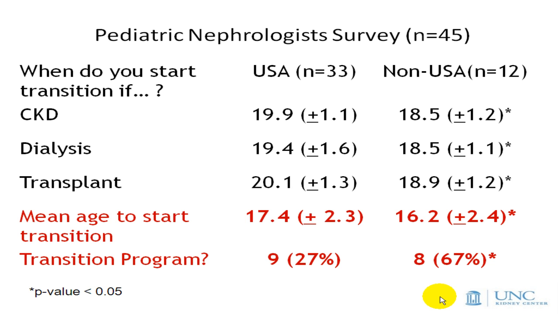If you look at the literature, transition should really start at about age 12. So nobody's doing it at an appropriate age. The answers were similar for dialysis and transplant. But more importantly, I asked them, when do you transfer? 17 versus 16, although it is significant, it's not very different. More importantly, I asked them, do you have a transition program? And only 27% of the respondents said that they did in the US, compared to 67% in other countries.